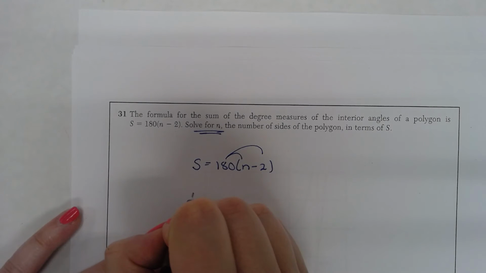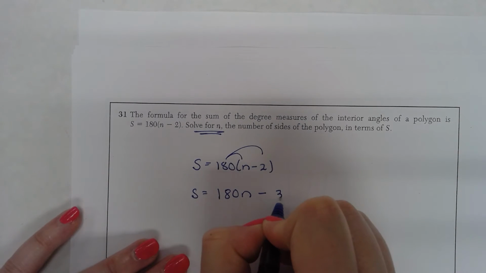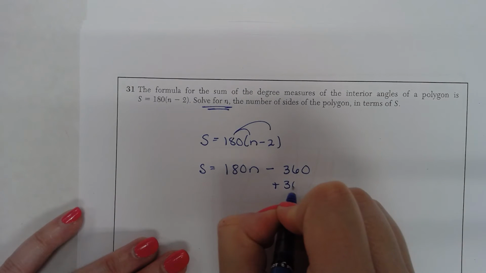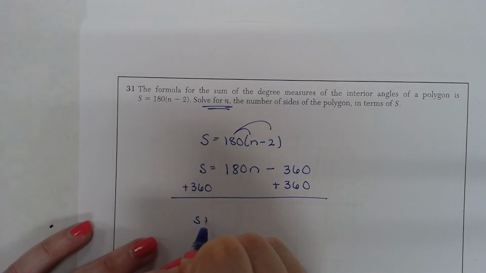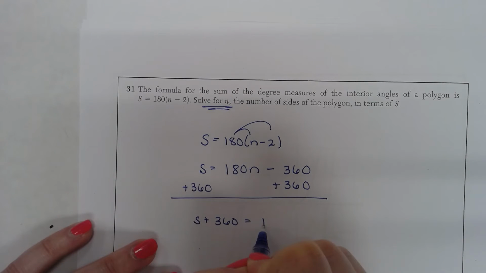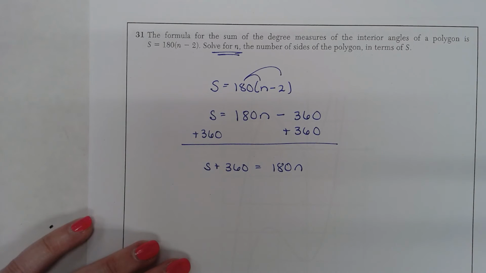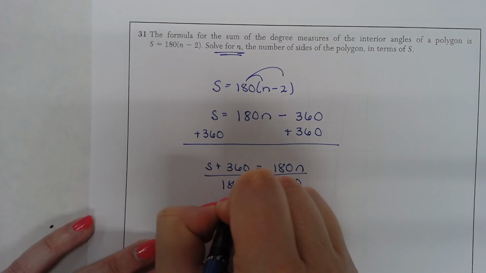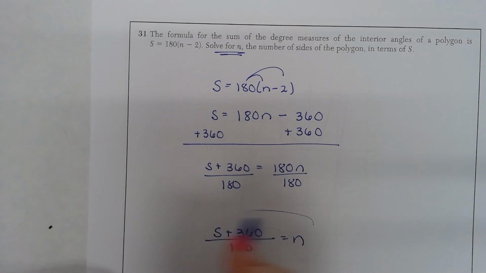So I'm going to distribute. Now I'm going to add 360. And if I want to get n by itself, divide by 180. And that's it.